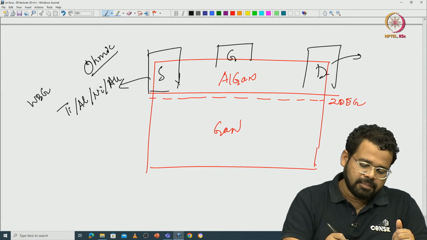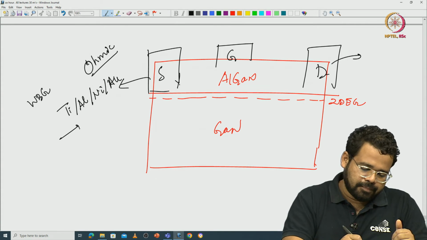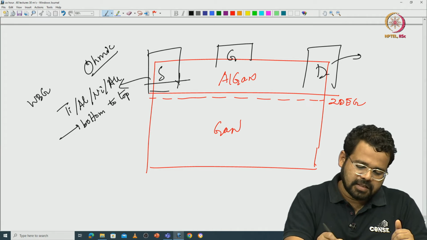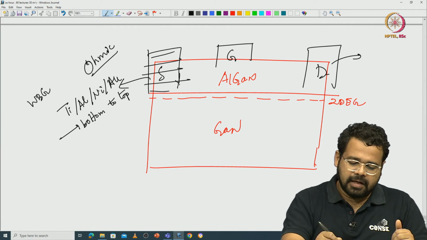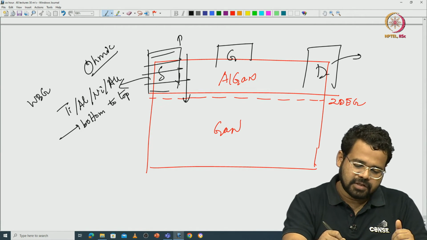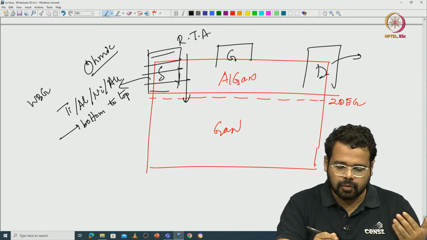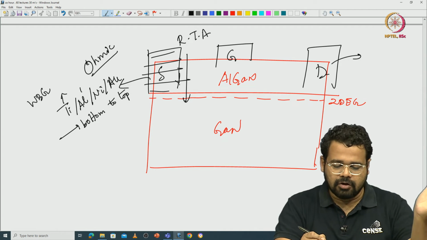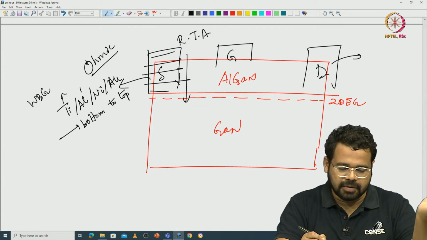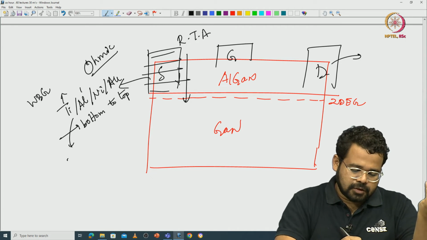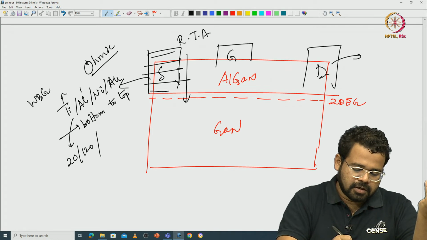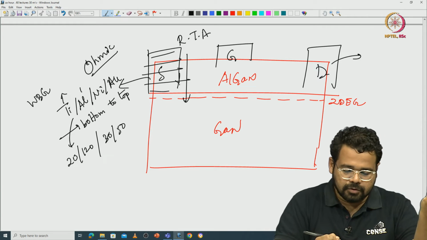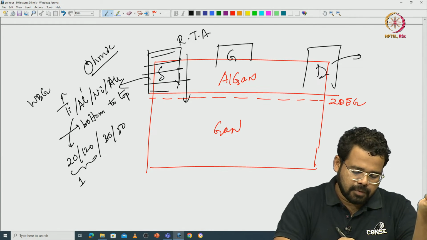This is a stack people use from bottom to top, okay: titanium, aluminum, nickel, gold, and then they alloy it and anneal at high temperature. It is called rapid thermal anneal. What thicknesses you use and what annealing temperature and conditions you use are again optimized based on the clean room and the process recipe. This could typically be, say, 20 nanometer, 120 nanometer, 30 nanometer, 50 nanometer, commonly used. This ratio should typically be 1:6, okay.